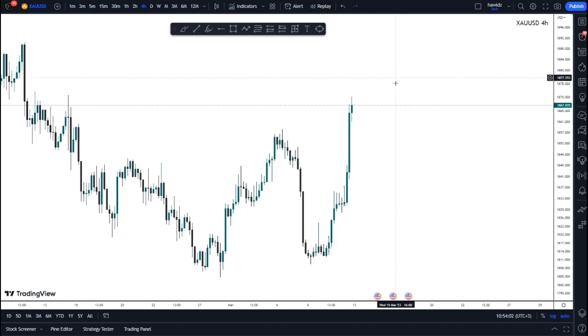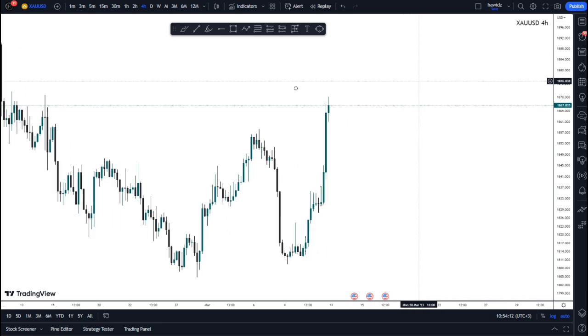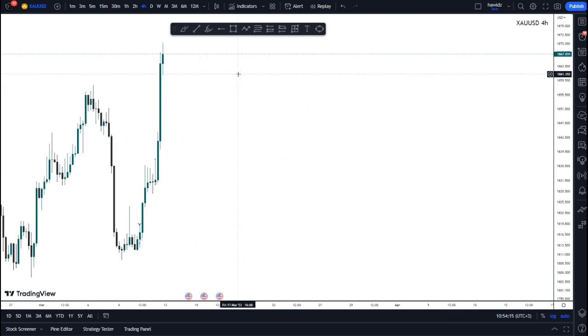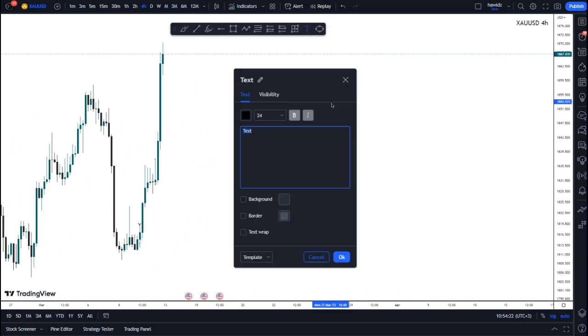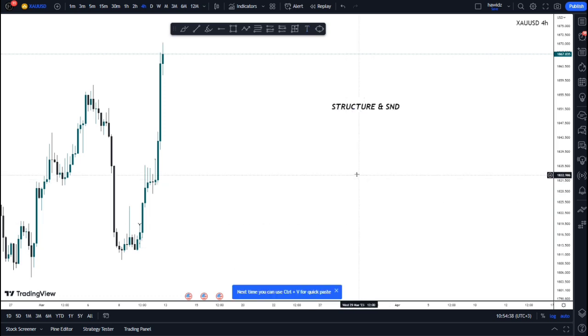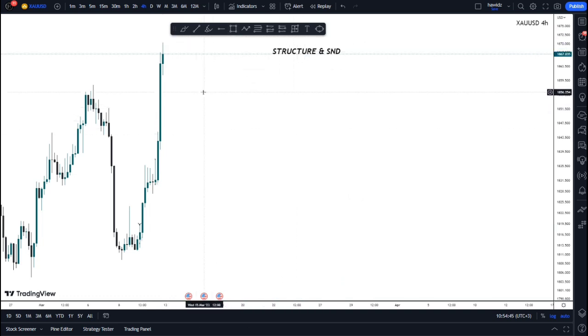On today's video, I'm basically going to be talking about this day trading strategy that I use to trade on gold. Now, first and foremost, we need to have a full understanding of two major concepts, being structure and supply and demand. So let's just put that in text. Structure and S&D, right? These are the two most important concepts that you should understand in order to fully be able to understand and master this strategy.